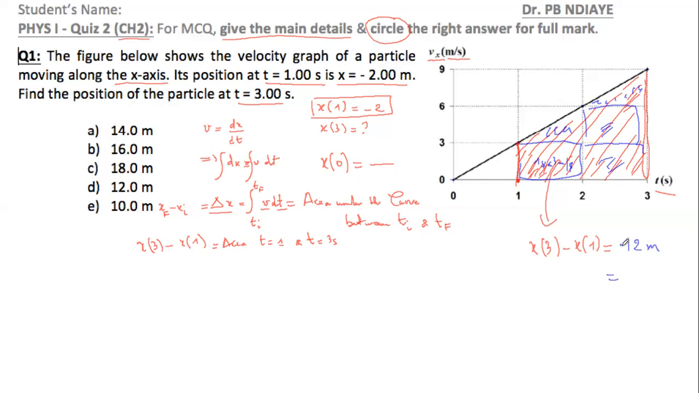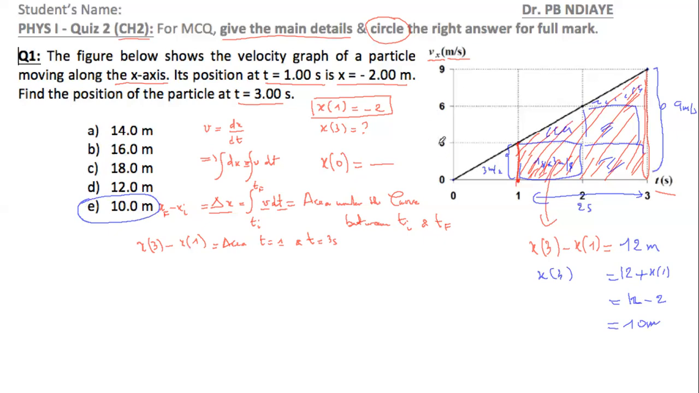Another way to calculate it is just to say that this is 9 meters per second. This is 3 meters per second. And this is 2 seconds. If you do the calculation, you'll get 12. So meaning x3 is equal to 12 plus x1, 12 minus 2. This gives me 10. So the answer is E, which is 10 meters. Is it clear? Okay, great.